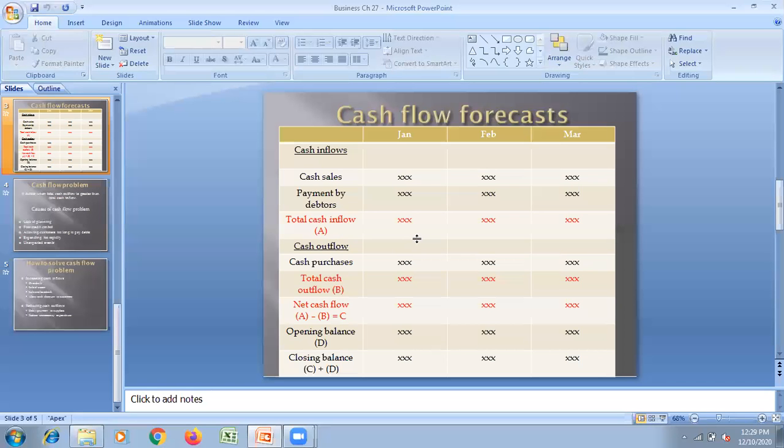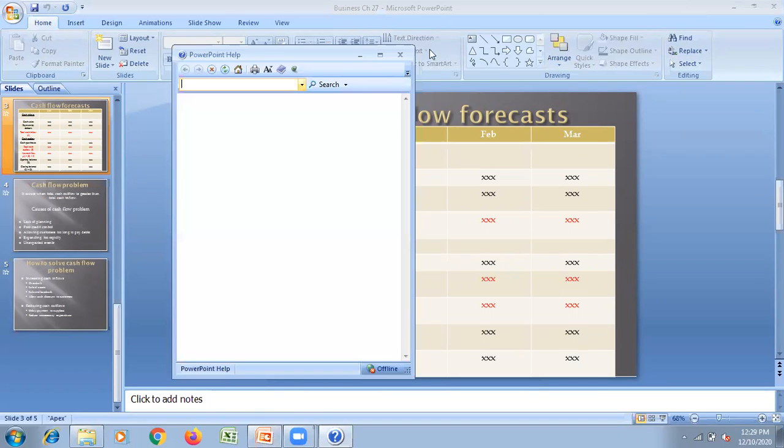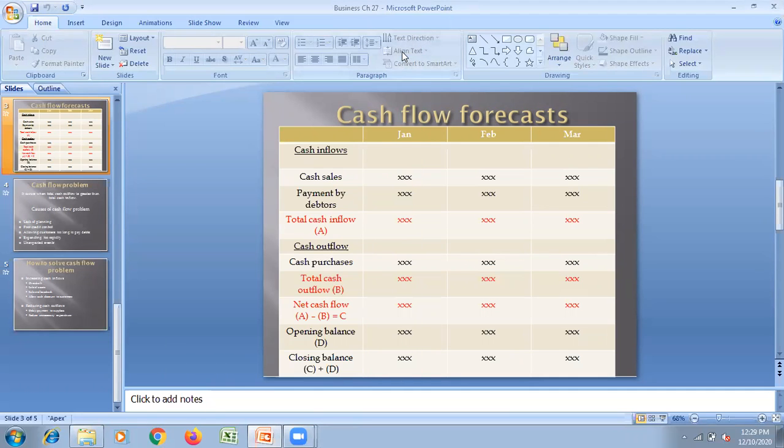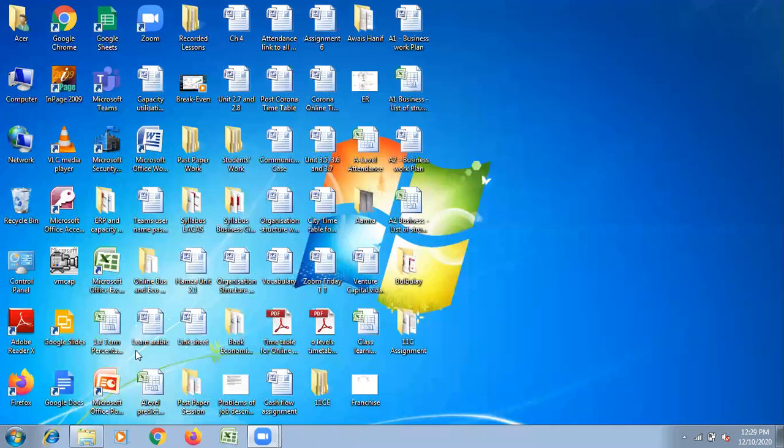Right? So we are done with cash flow forecasting as well. Now we'll move on to the next chapter.